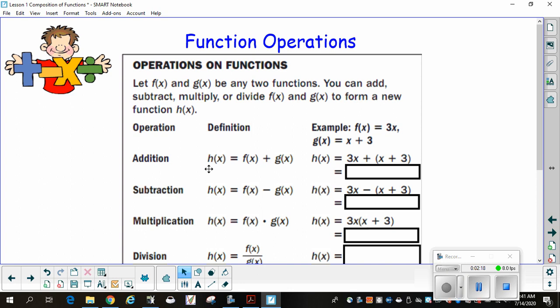In addition, if I want a new function called h of x, and I want it to be created by adding f of x and g of x, I could put h of x is equal to f of x plus g of x. If f of x is 3x and g of x is x plus 3, then h of x is 3x plus x plus 3, or 4x plus 3.